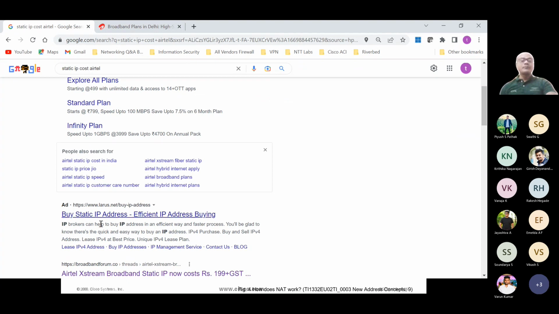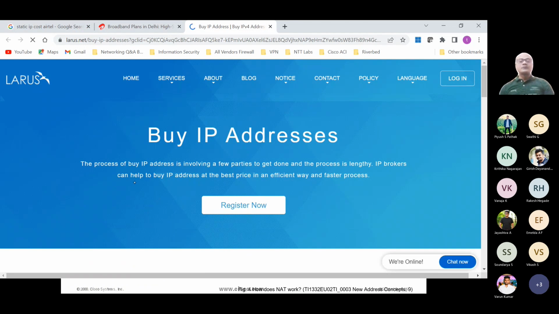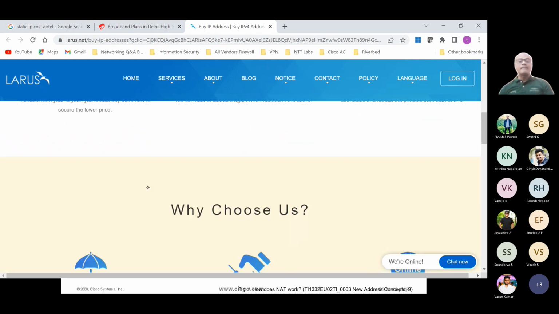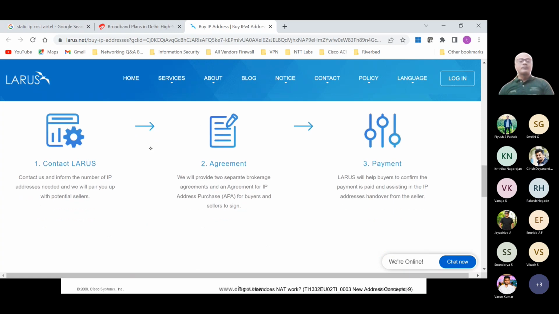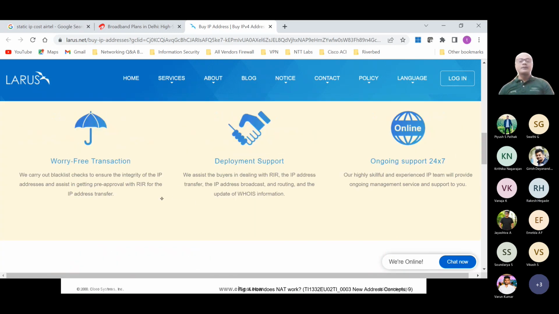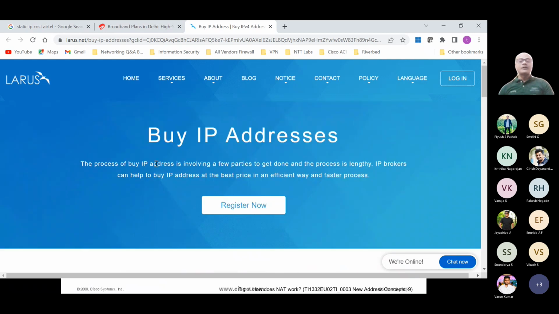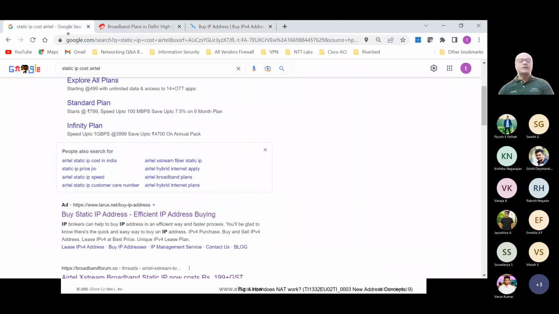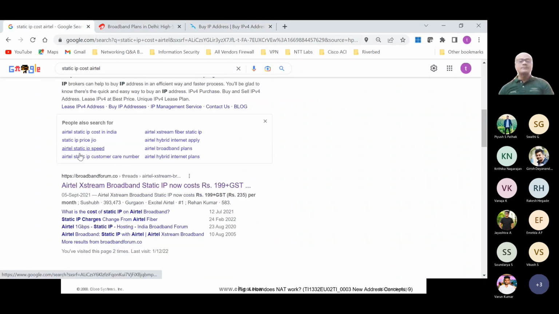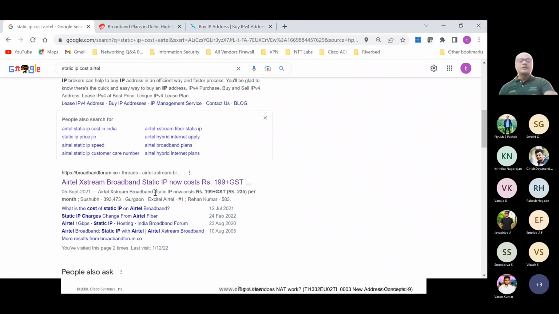A lot of vendors are available to buy a static IP address. They will sell static IPs readily. There's an online chat, then contact, agreement, payment. So what is the process of buying the IP address? If you check here, I think they mention some names. This vendor is selling static IP at a cost of 199 plus GST, which is 235.